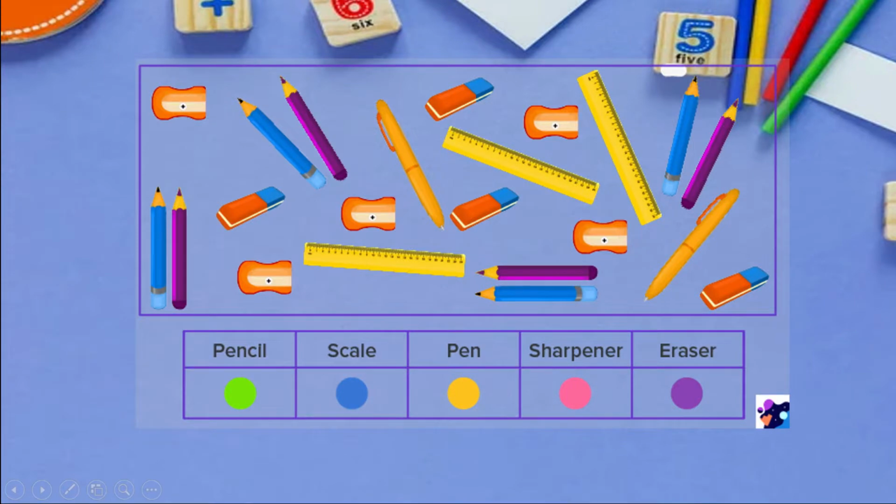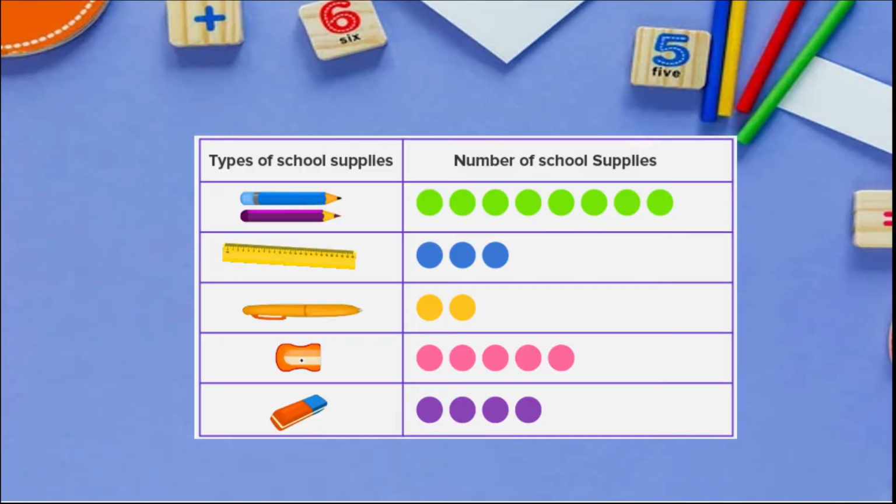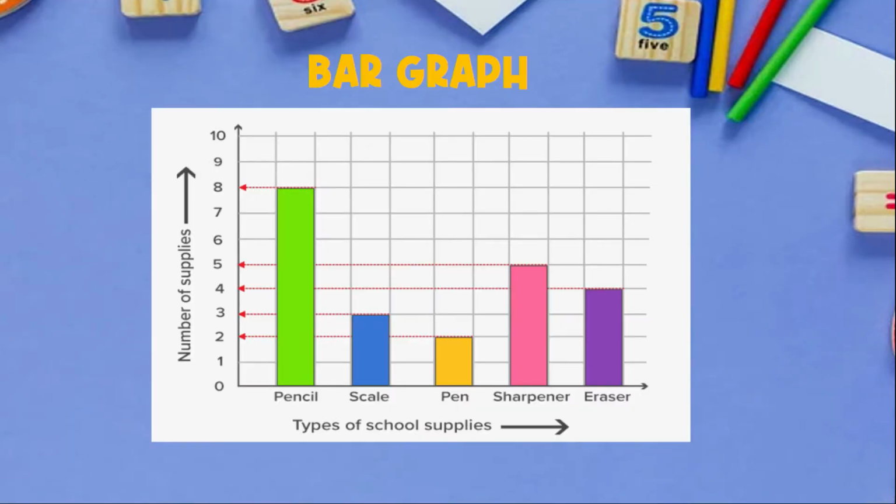Here we have a mix of school supplies provided on your desk. Each type of item will be assigned to a particular color. Green for pencil, blue for your ruler or scale, yellow for pen, pink for sharpener, and purple for eraser. Then we count each supply and represent the data in colors within the table. Let's count. There are 8 pencils, 3 rulers, 2 pens, 5 sharpeners, and 4 erasers. In a bar graph, the number of each of the supplies is represented with the height of the bars.